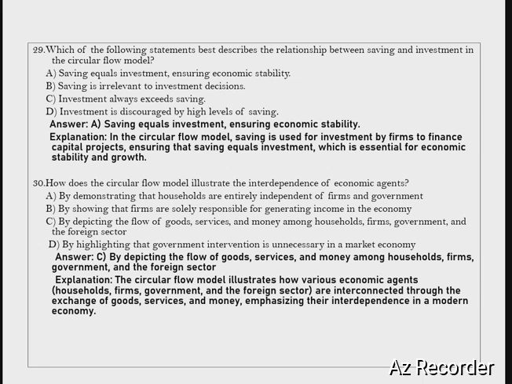Next question is, how does the circular flow model illustrate the interdependence of economic agents? Option A, by demonstrating that households are entirely independent of firms and government. Option B, by showing that firms are solely responsible for generating income in the economy. Option C, by depicting the flow of goods, services, and money among households, firms, government, and the foreign sector. Option D, by highlighting that government intervention is unnecessary in a market economy. Correct answer is option C. Its explanation is, the circular flow model illustrates how various economic agents are interconnected through the exchange of goods, services, and money, emphasizing their interdependence in a modern economy.